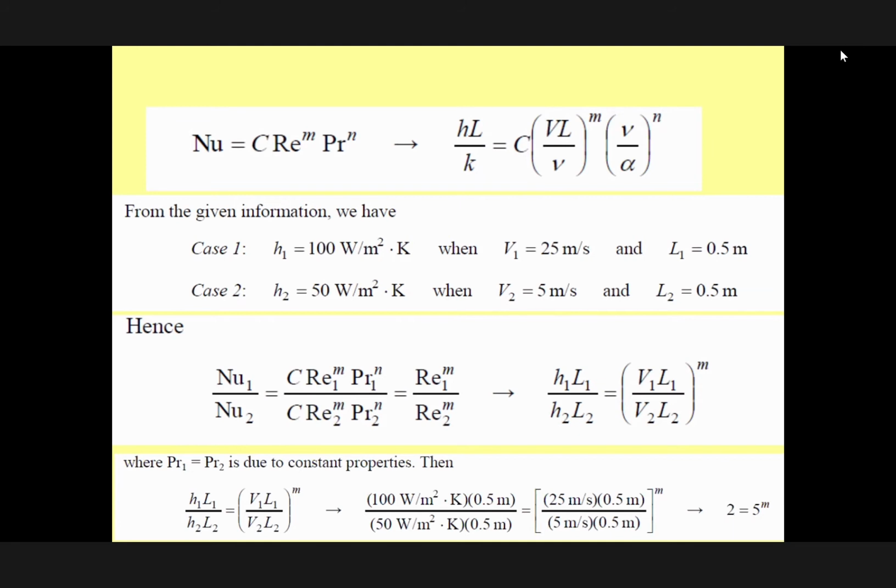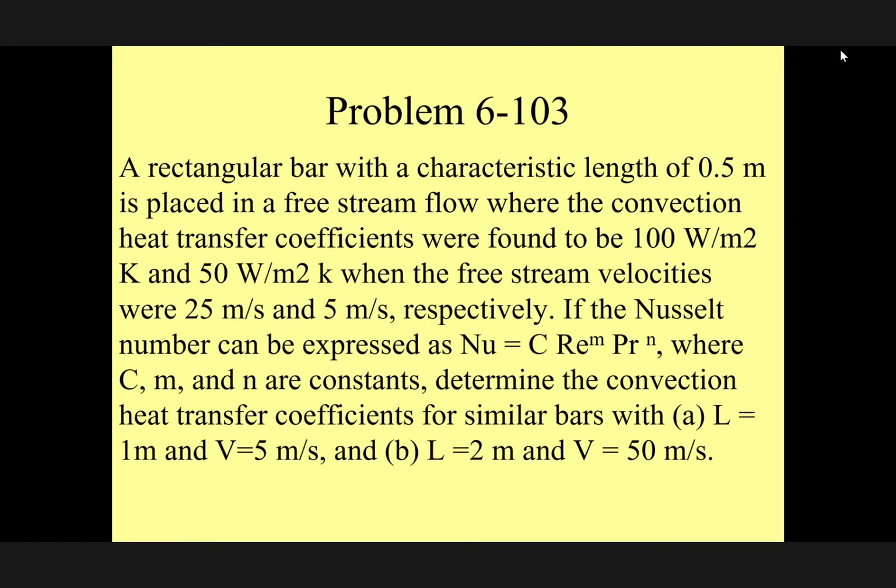Therefore, now we have this scenario, we find the value of M. Let's go back to the problem. Therefore, I know this value, M. Now I have to determine the convective heat transfer. That was not the question. The question here: calculate the convection heat transfer coefficient for the same bar, it means, with L equal 1 meter and V equal 5. Still, I have not found the answer to this one. I calculate the M, but how can I calculate this value?